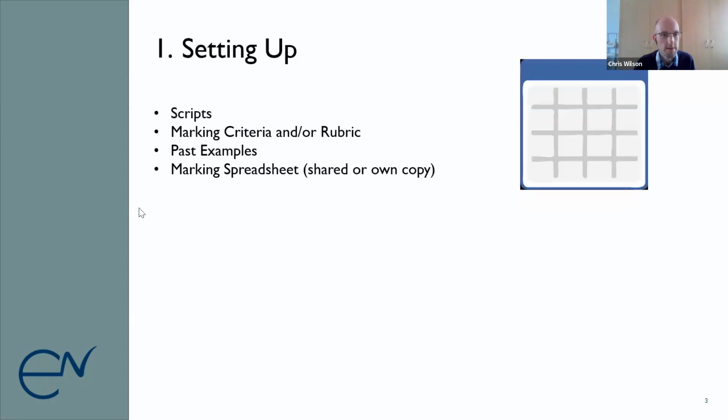Okay, so setting up. These are the key elements that you might have when setting up. Obviously you've got your big pile of scripts. You've got some kind of guidance, as John's been talking about, from the module leader, whether it's your marking criteria, rubric, or instructions. Hopefully, you've had some past examples that you've been talking about with your module leader and your co-markers, such as what is a 2-1. And then I want to talk a bit about this last element, which I think is really important: your marking spreadsheet.